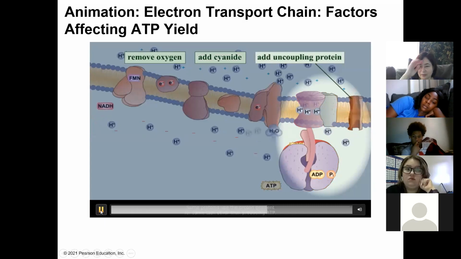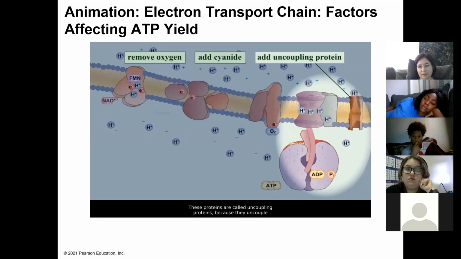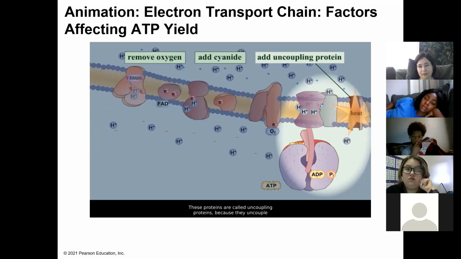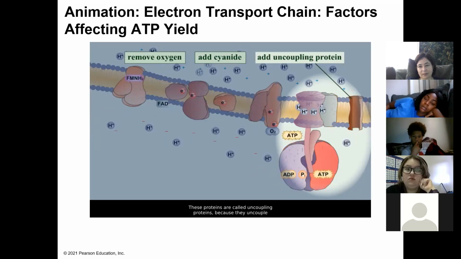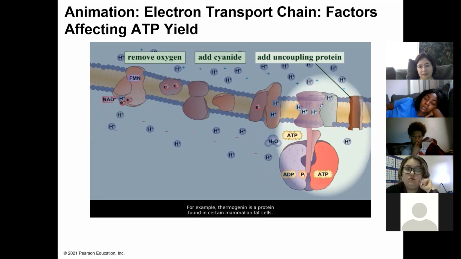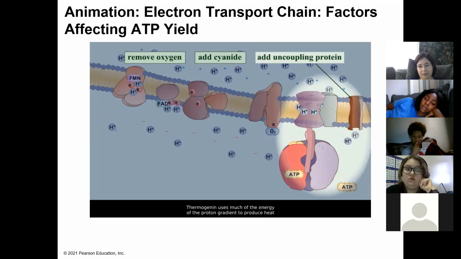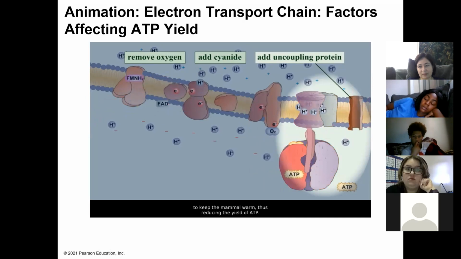Some proteins use the proton gradient for some task other than producing ATP. These proteins are called uncoupling proteins because they uncouple or disconnect the electron transport chain from ATP synthesis. For example, thermogenin is a protein found in certain mammalian fat cells. Thermogenin uses much of the energy of the proton gradient to produce heat to keep the mammal warm, thus reducing the yield of ATP.